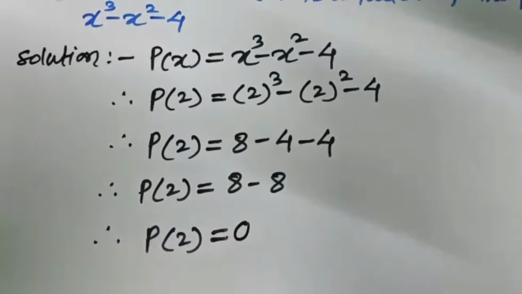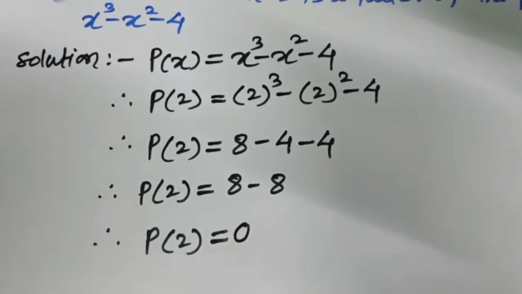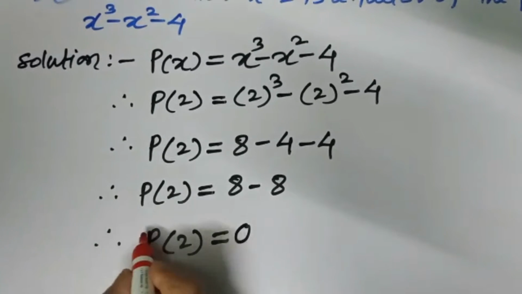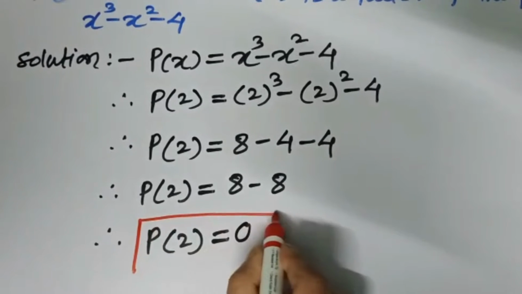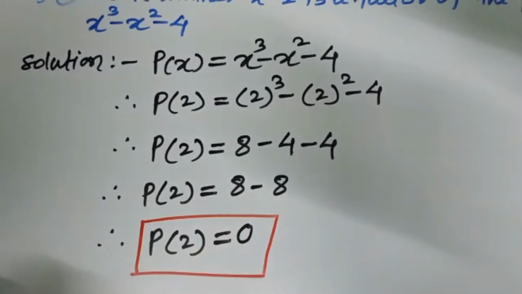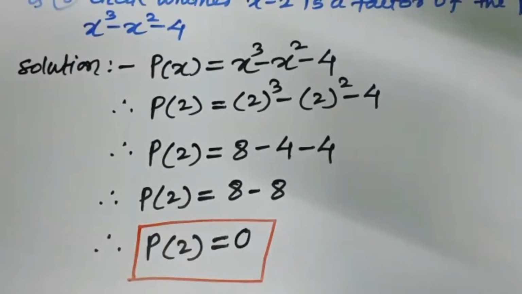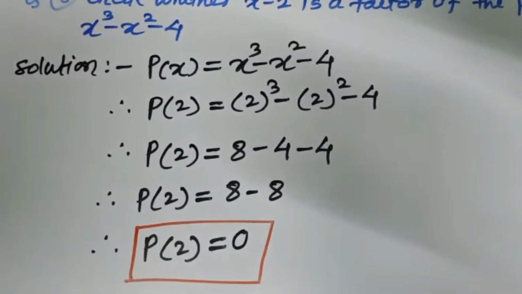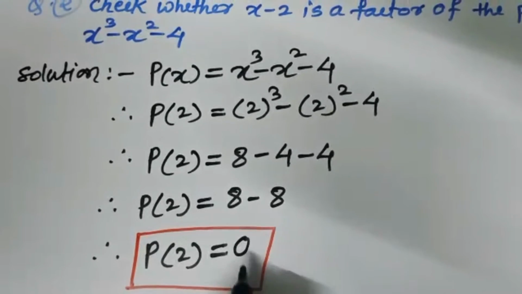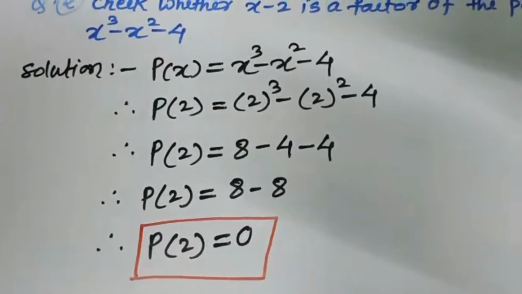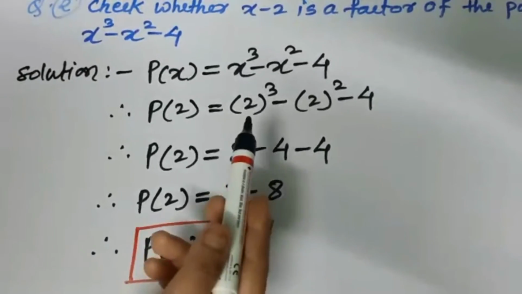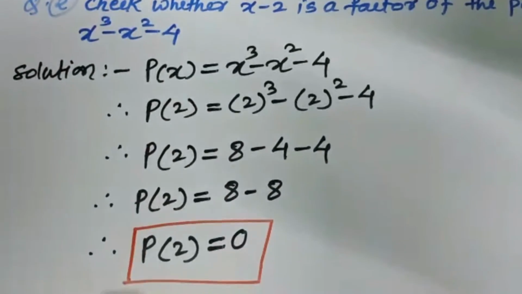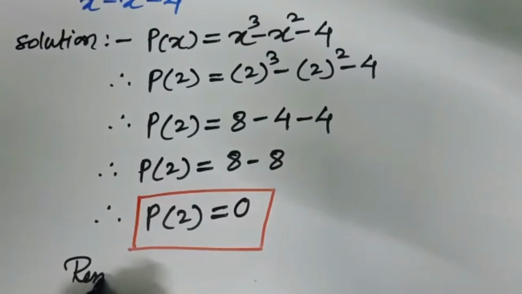So write, therefore, p of 2 is equal to 8 minus 8, which is 0. So here the value of this polynomial after putting x equal to 2 is 0, which means the remainder is 0 here. That is only the value of that polynomial after putting the divisor. Okay. So here the remainder is 0. That's why, by using the factor theorem, we can say x minus 2 is a factor of that polynomial.